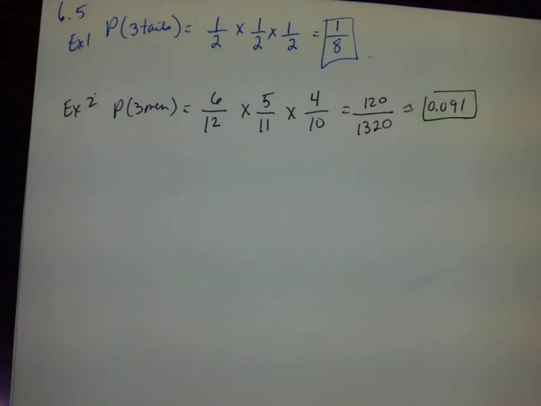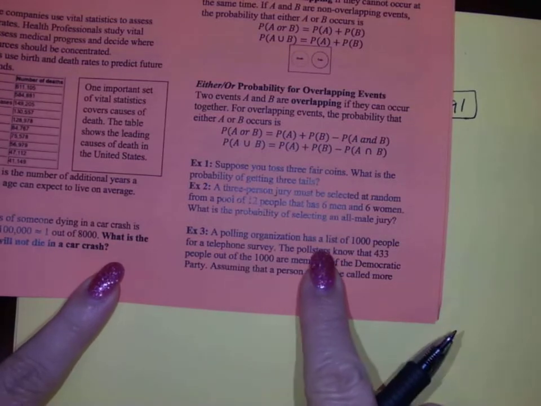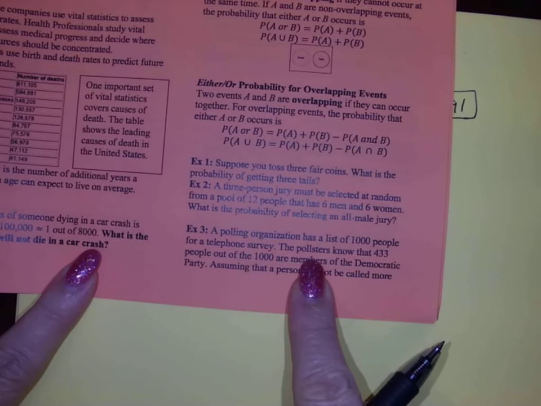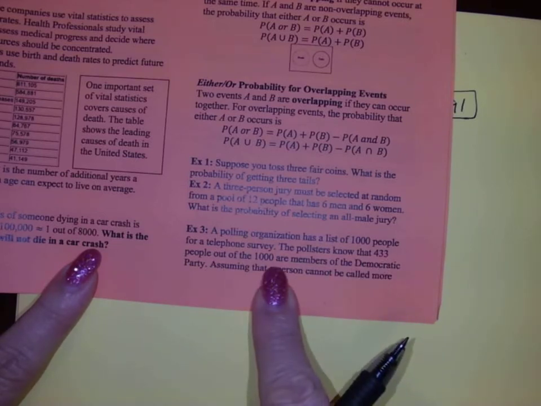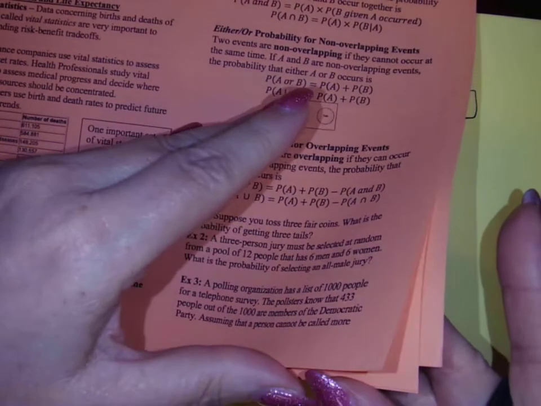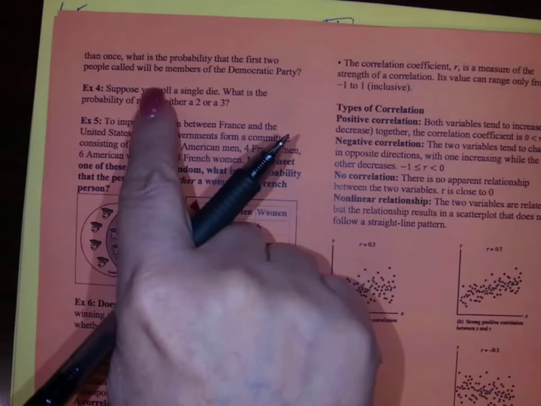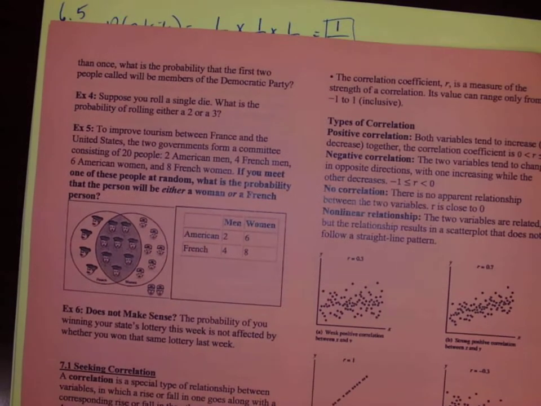Okay, so that's the probability of getting an all-male jury. Next question. A polling organization has a list of 1,000 people for a telephone survey. The pollsters know that 430 people out of the 1,000 are members of the Democratic Party. Assuming that a person cannot be called more than once, what is the probability that the first 2 people called will be members of the Democratic Party?